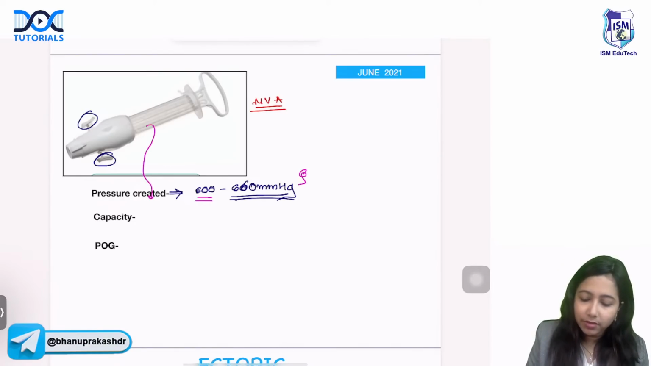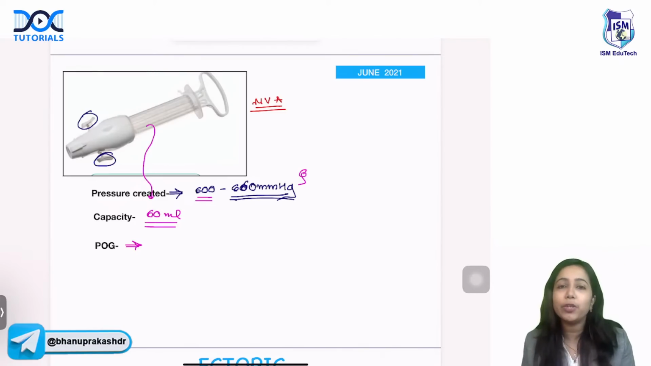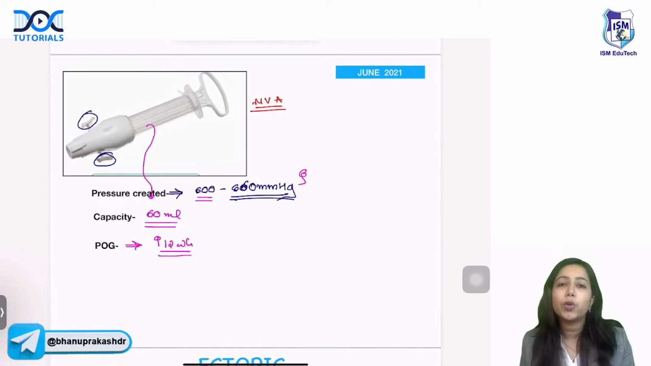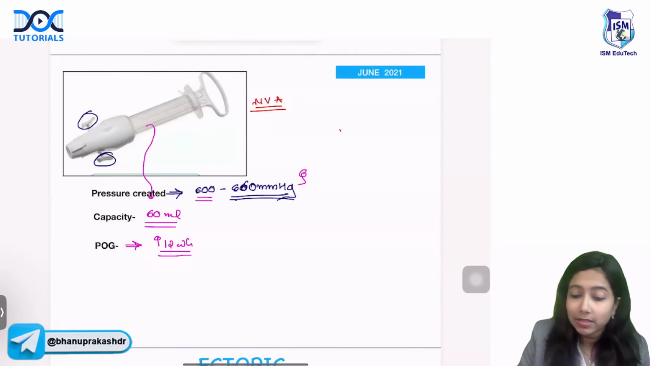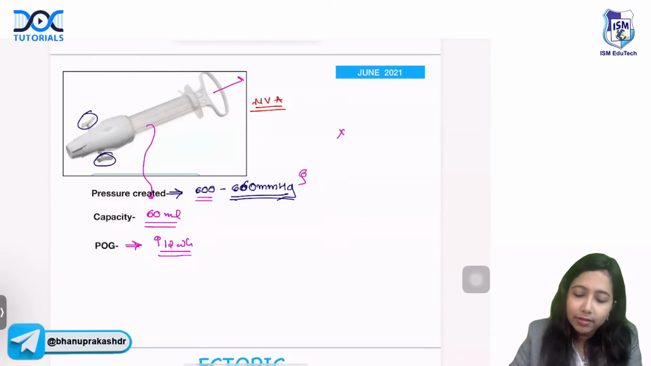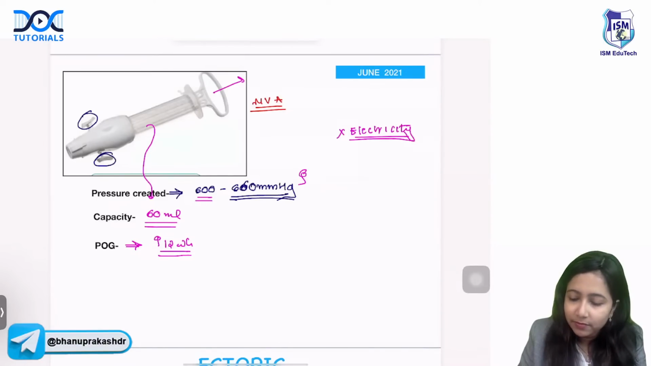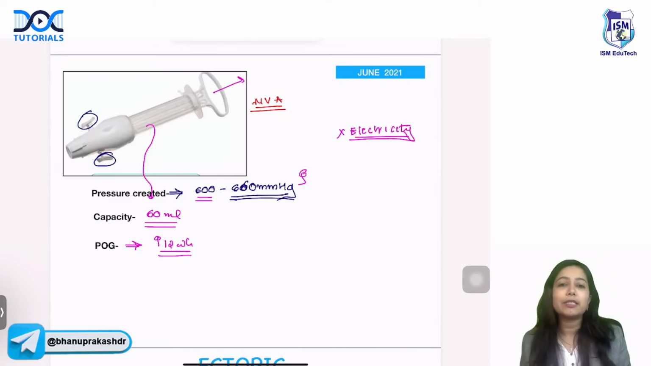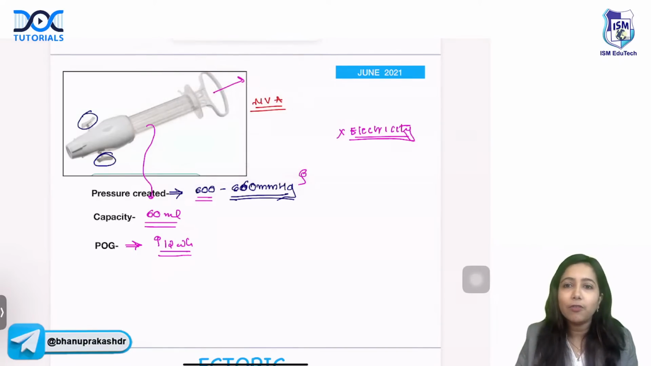The capacity of this syringe is 60 ml. And what is the period of gestation till which it can be used? It is till 12 weeks. So the MVA syringe is a very important image-based question. What is the main advantage? It does not require any electricity. I can manually cause this suction by just pulling this syringe. Yes, Adnan, the pressure that is created is 600 to 660 millimeters of mercury.